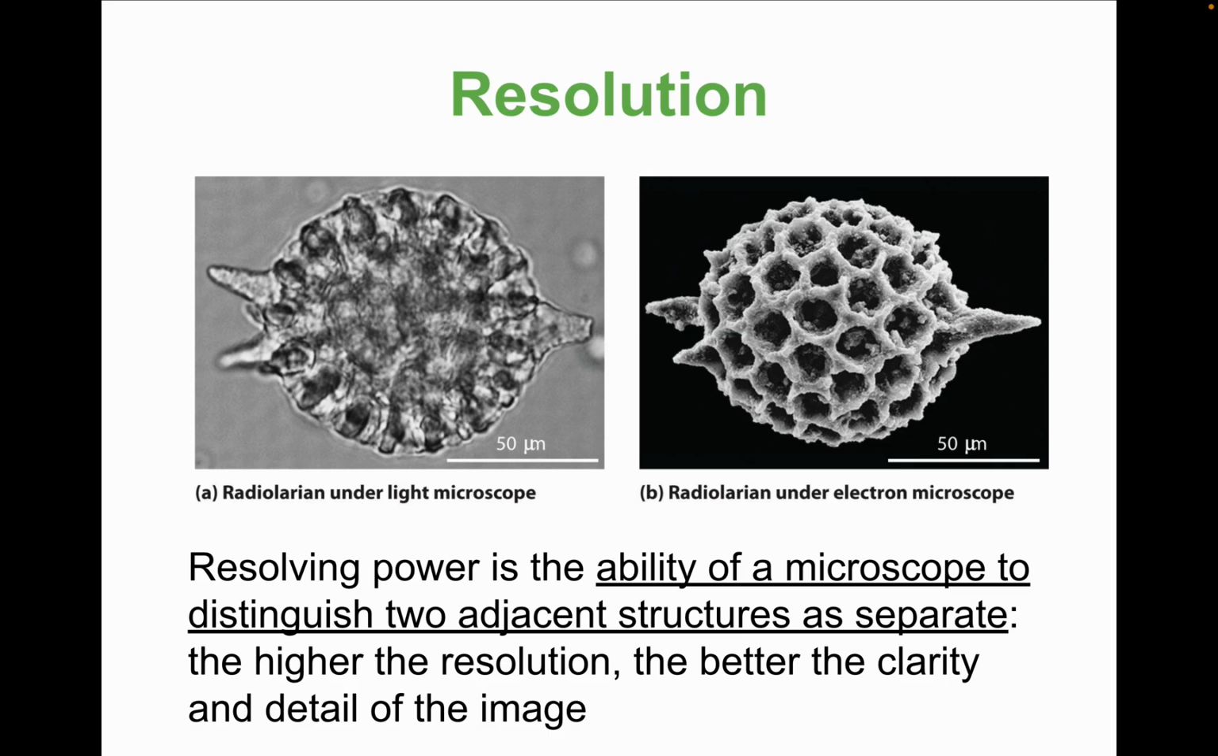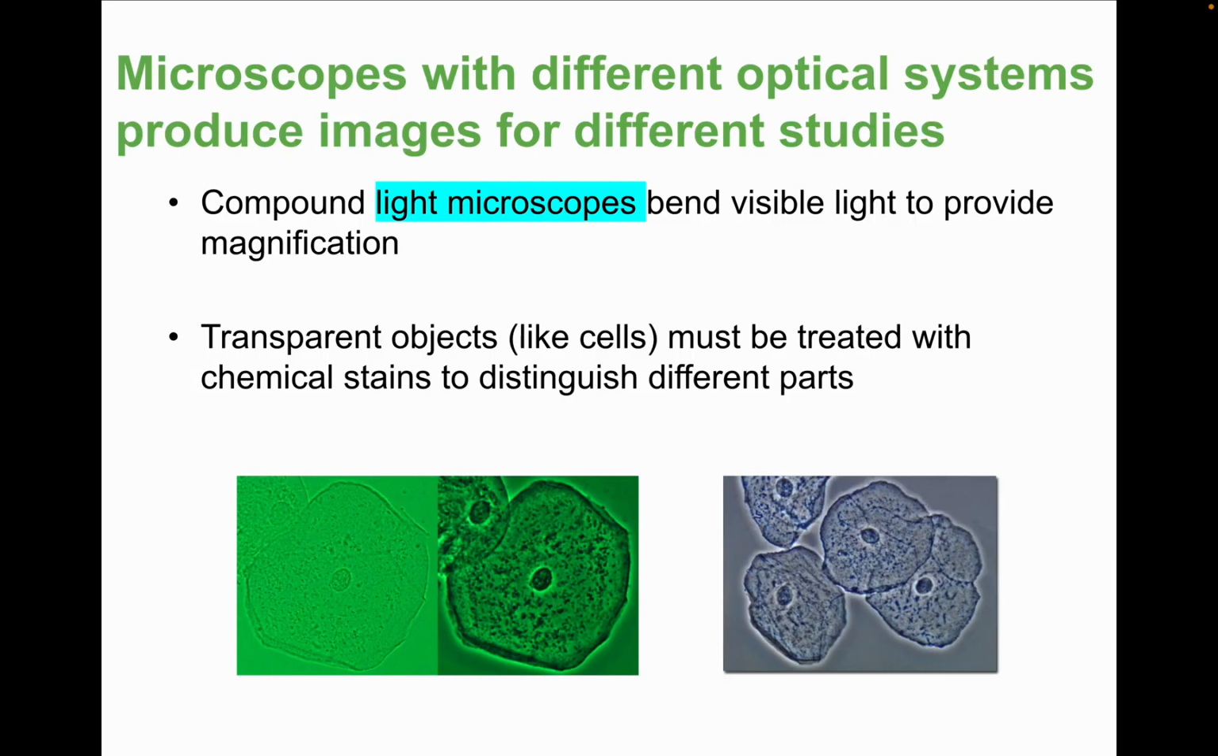Instead of seeing the structures all melted together and jumbled up like the one on the left, if we have high resolving power, we'll be able to see that this is actually made up of different little hexagonal structures. So the higher the resolution, the better the clarity and detail of the image. The resolution and the magnification are both adjustable in the microscope. Microscopes with different optical systems produce images for different studies.